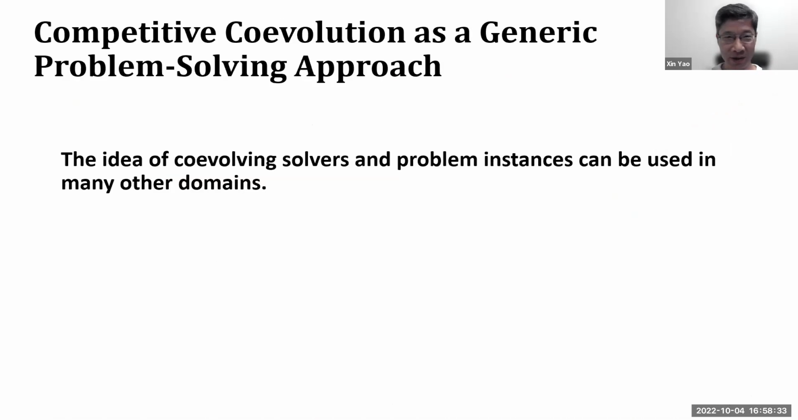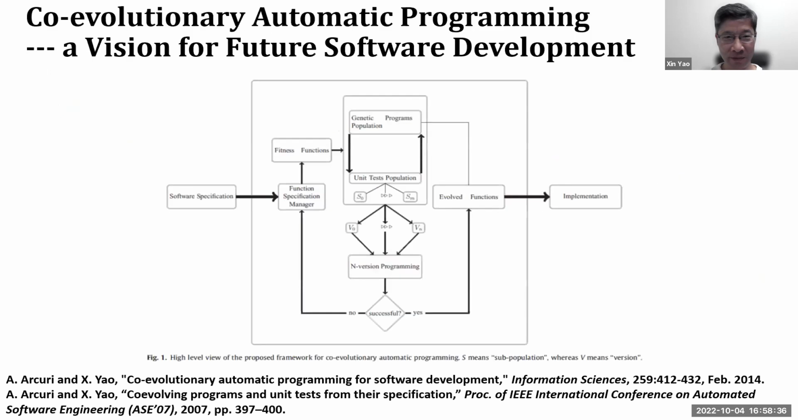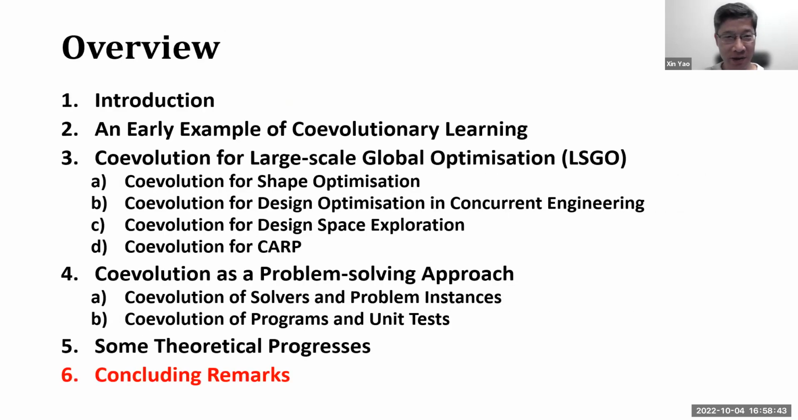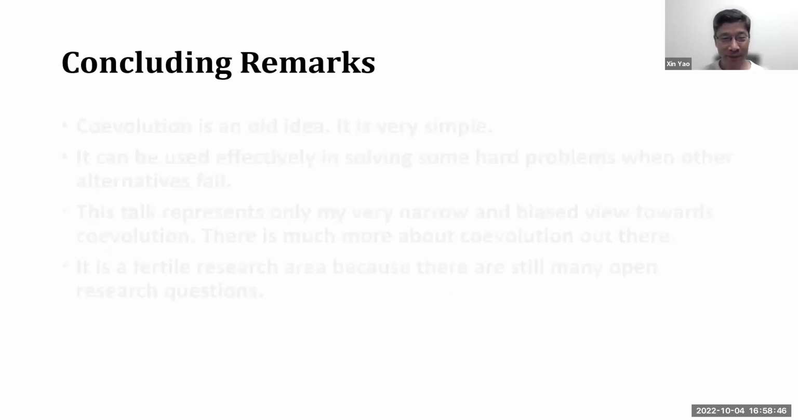So I need to skip some of this theoretical result and then move to the conclusion part so we have some time to discuss. So I hope my last bit somehow convinced you a little that co-evolution could be used as a problem-solving algorithm. But actually, you can also see co-evolution as a problem-solving strategy, as an approach.